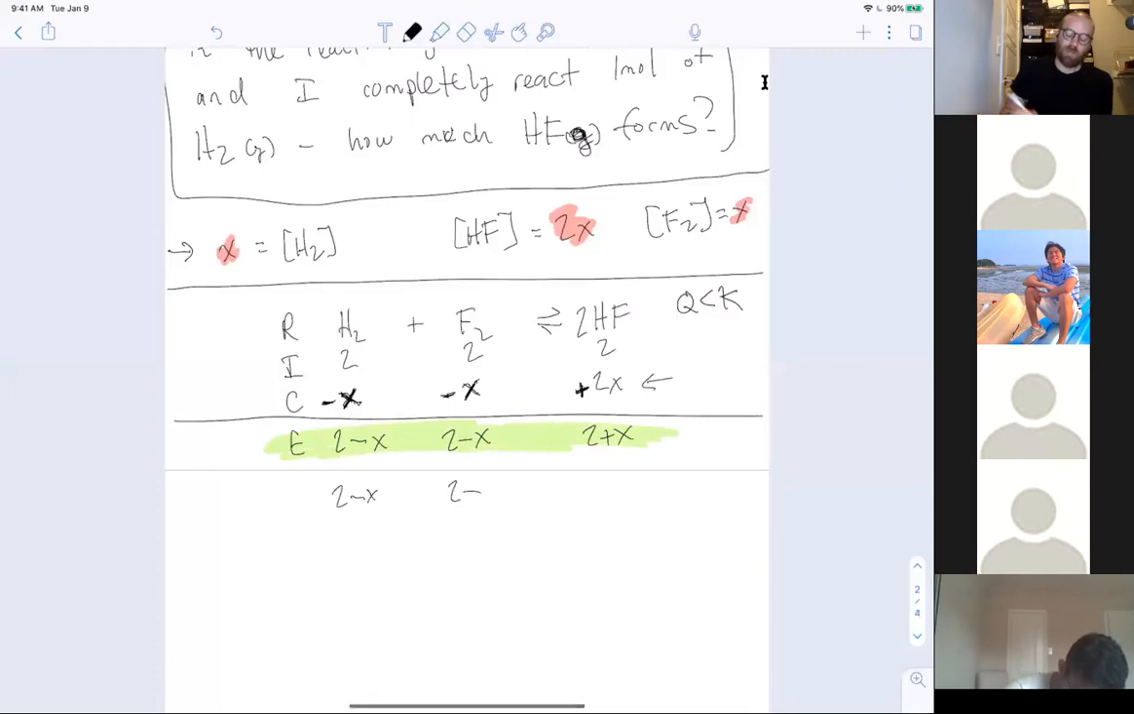It's going to be 2 molar minus some amount x, and any of that that I lose is going to be picked up as HF over here. So that's going to be 2, which is what I started with, plus 2 times x. Yeah, 2x, I just gapped.